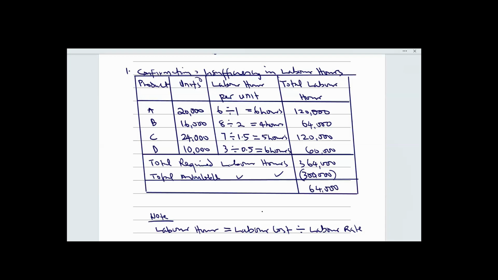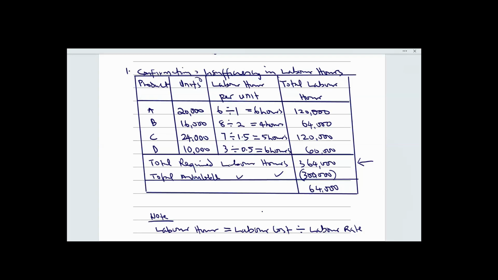Because for the company to be able to take advantage of market condition, and to satisfy customer demand, 364,000 labor hours are required. But the company does not have 364,000. The company only has 300,000 labor hours. You cannot give what you don't have.